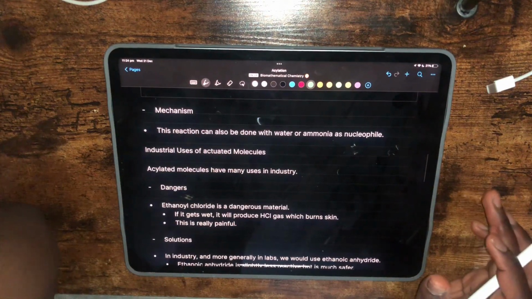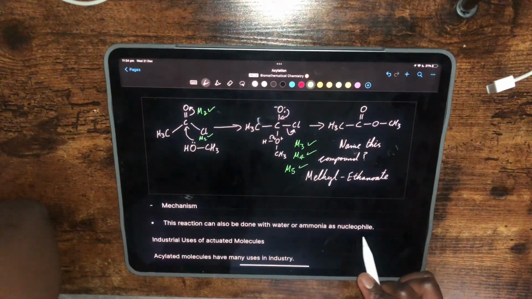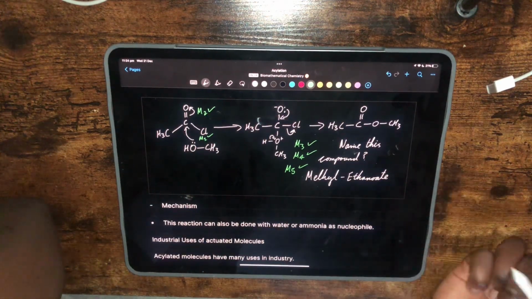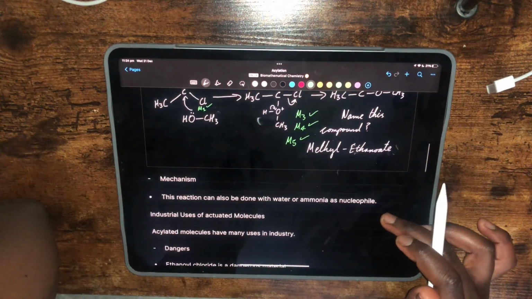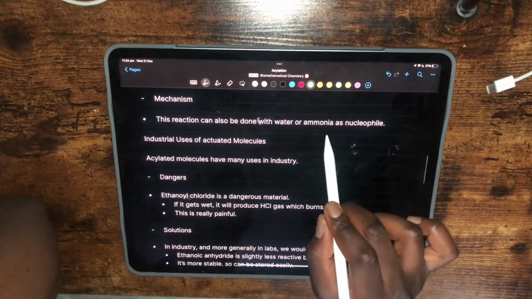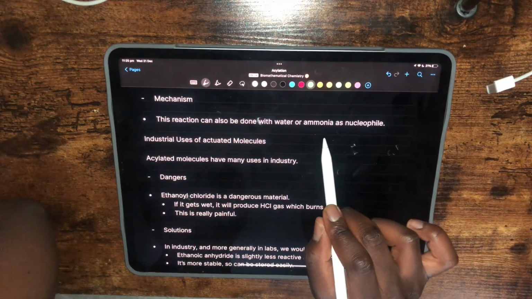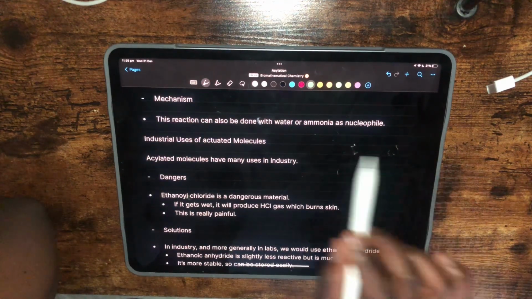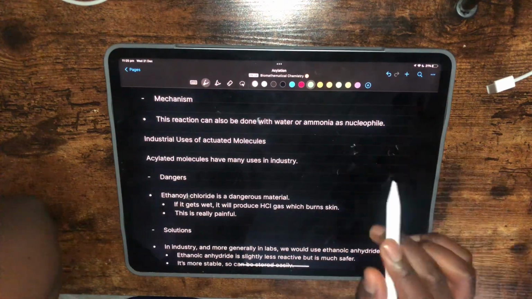So mechanism, right? This reaction can be done with water or ammonia as a nucleophile. It doesn't have to just be an alcohol. It could be water or ammonia, because they're both nucleophilic. Ammonium is electrophilic actually, never mind. Yeah, sorry. Water, ammonia, nucleophiles. There you go. That's all you need to know anyway.